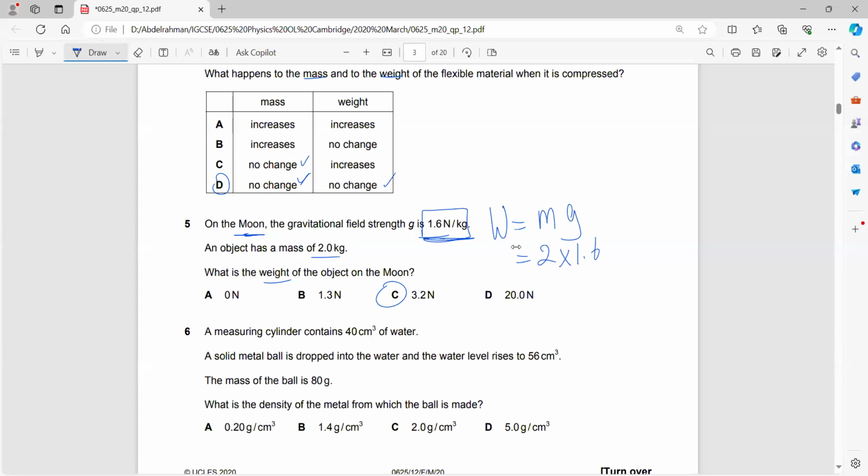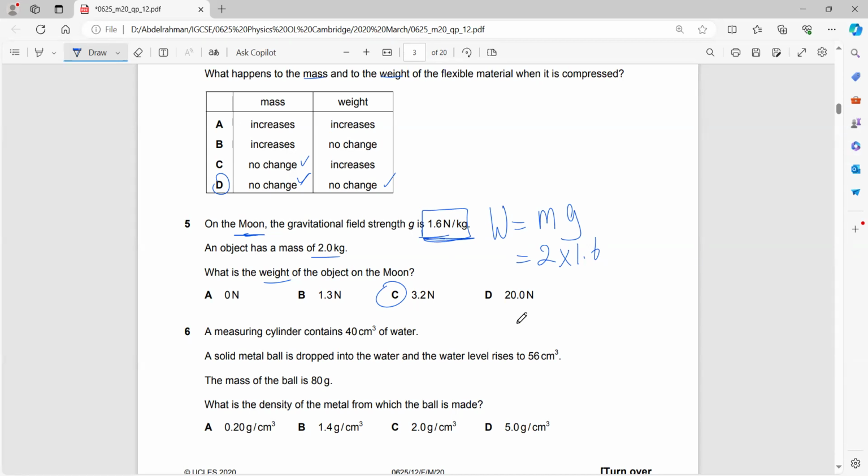Question 6. I need some help in question 6. A measuring cylinder contains 40 centimeters cubed of water. A solid metal ball is dropped into the water and the water level rises to 56 centimeters cubed. The mass of the ball is 80 grams. What's the density of the ball? How can I find the density of this ball?